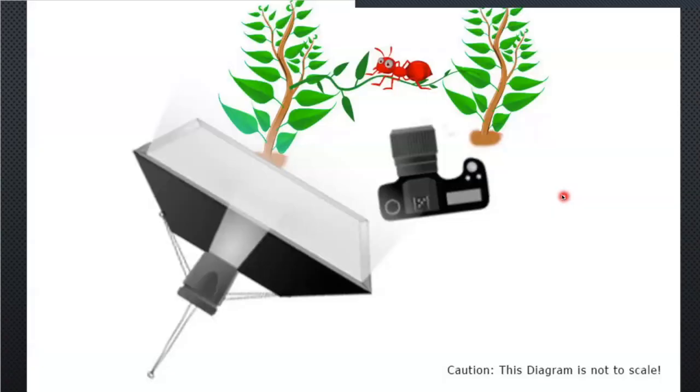So here is a diagram of how to capture. Remember, this diagram is not to scale. I have not found an ant which is as big as a camera. Just to show you the picture. So how do I focus? Let's assume that I have a diffuser, which most of the time is connected to my hot shoe, not standing on the side.